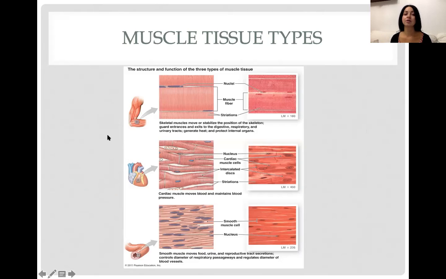And I remind you that there are 3 types of muscular tissue. So we have skeletal muscles, we have cardiac muscles, the heart, and we have smooth muscles of the vessels.